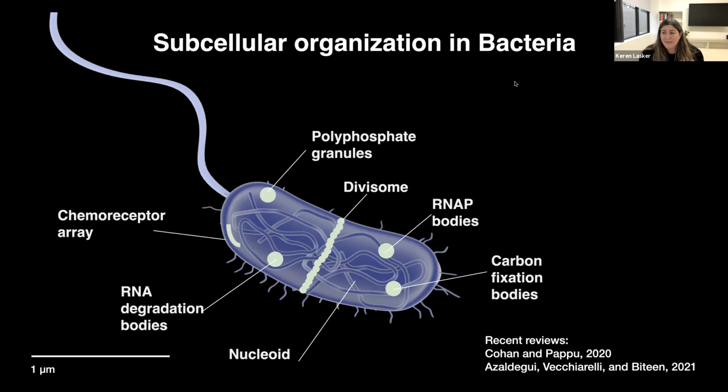And really exciting for us is that we're now starting to appreciate, really in the last few years, that in addition to these highly ordered structures that have been studied for a long time, the bacteria cytosol actually includes several biomolecular condensates akin to their eukaryotic counterparts. These include, among others, RNA degradation bodies, RNA polymerase bodies, phosphatase granules, and carbon fixing bodies.